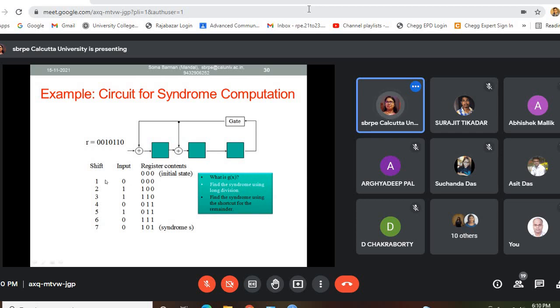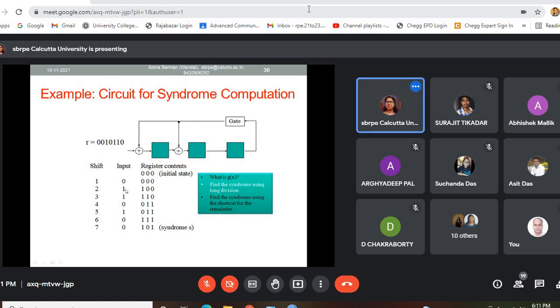See here, the first input is 0. Initially the register content is 0, so the output is also 0 because all are 0. This input is 0, this is also 0, the output is 0, and the gate is also 0. These connections depend on the generator polynomial coefficients.